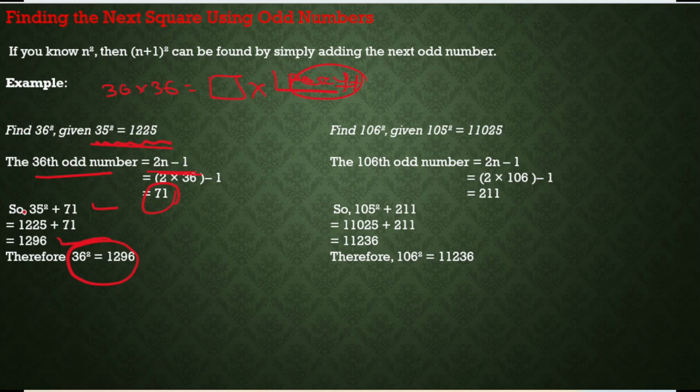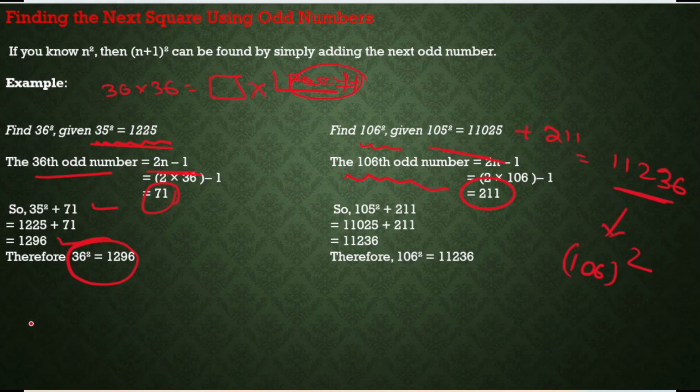Clear? Next. Similarly, find 106 square. If you are given 105 square equals 11025, find 106 square. So what is the 106th odd number? 2n minus 1, this is 2 into 106 minus 1. This is 211. So 11025 plus 211. The result is 11236. This is the square of 106.